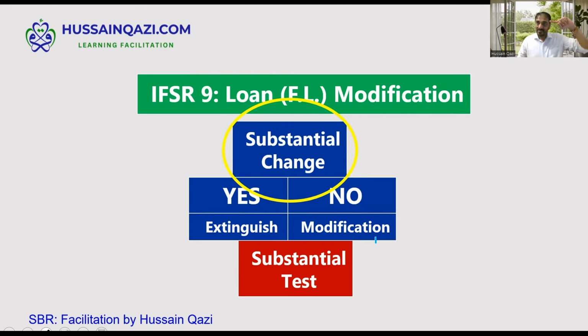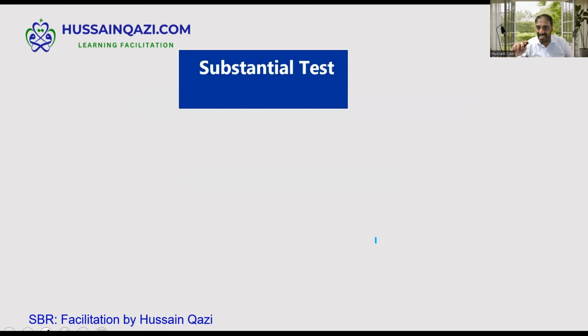So number one, loan modification definition. Number two, assessment of substantial change. Yes means accounting of extinguish, no means accounting for modification. Number three, how to test substantial. The substantial test name is 10%.